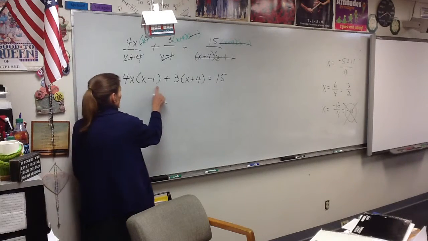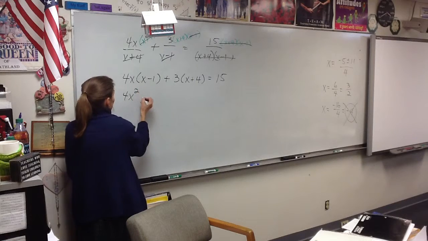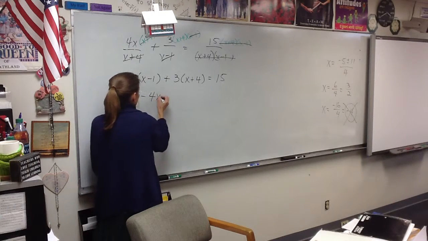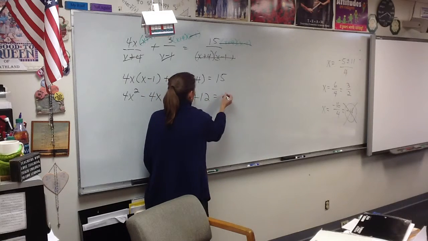Okay, so here we go, distribute. What have we got? 4x squared minus 4x plus 3x plus 12 equals 15.